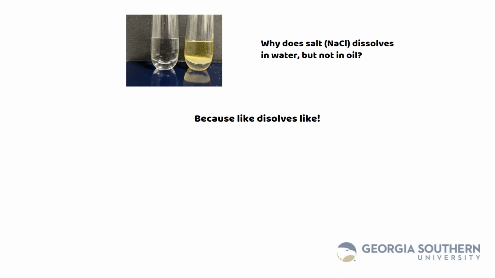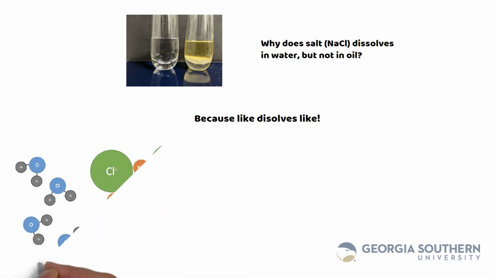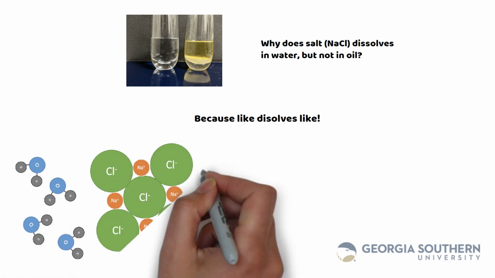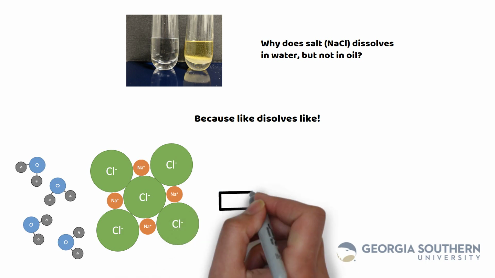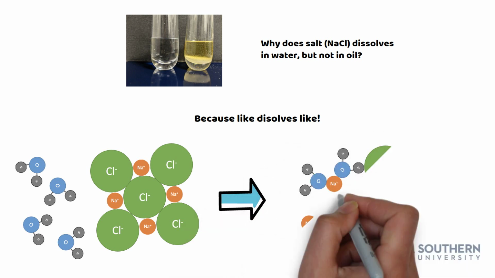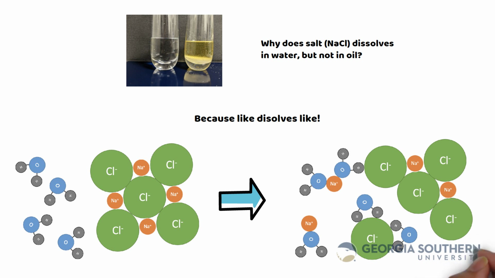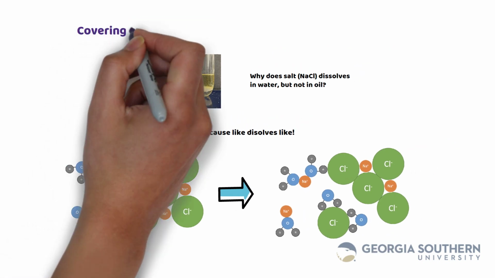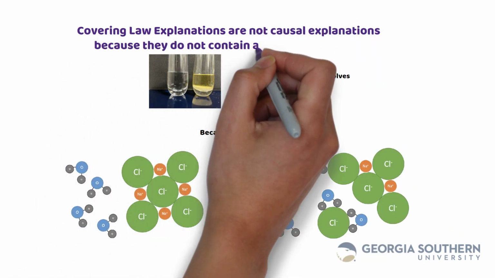Now let's look at another explanation. Water molecules are polar. Oil molecules are nonpolar. In a water molecule, the oxygen end has negative charge, while the hydrogen end has positive charge. Salt is sodium chloride. After you put salt in water, the positive hydrogen end drags the negative chloride ions away. The negative oxygen end drags the positive sodium ions away. This is the mechanism happening at the atomic molecular scale. It explains our observation at the macroscopic scale. From these examples, we learn that covering law explanations are not causal explanations because they do not contain causal mechanisms.